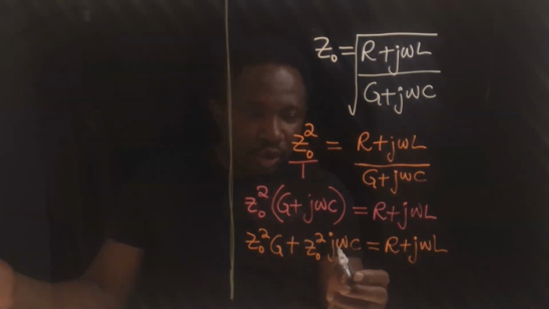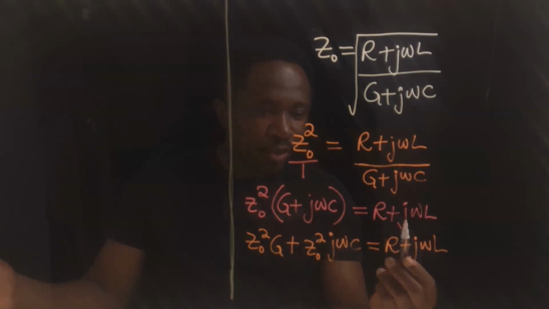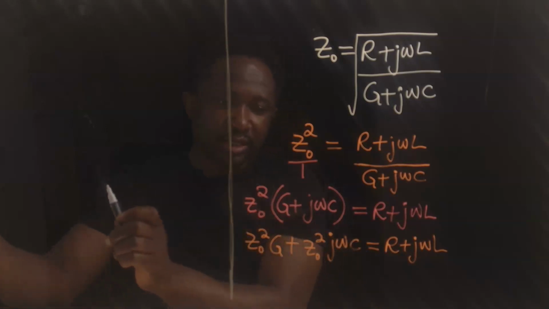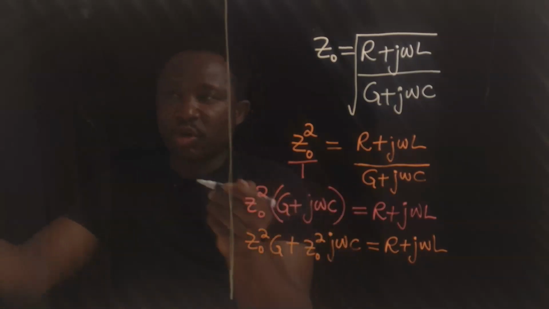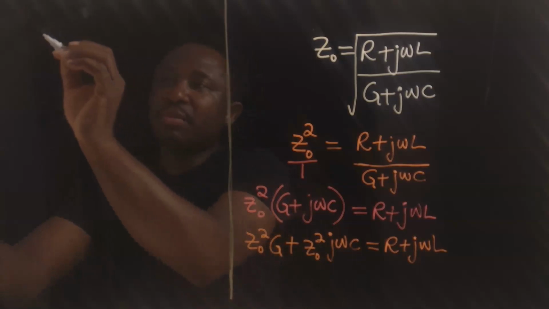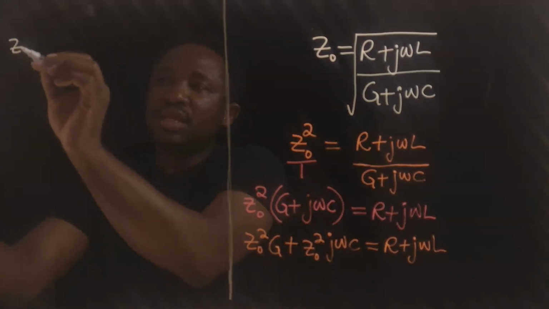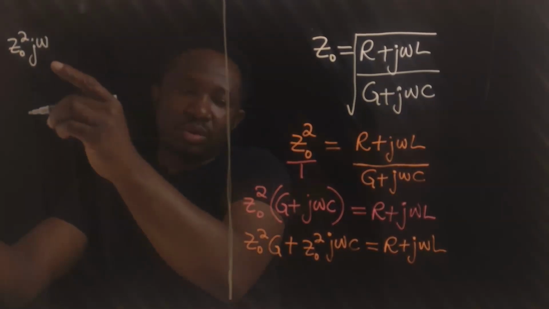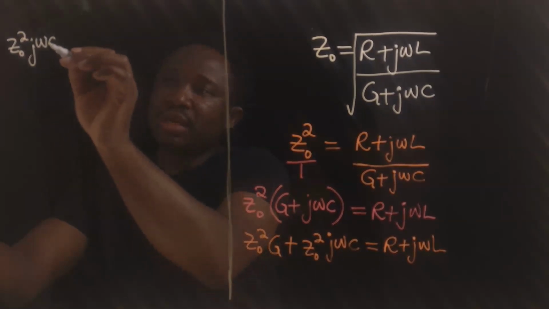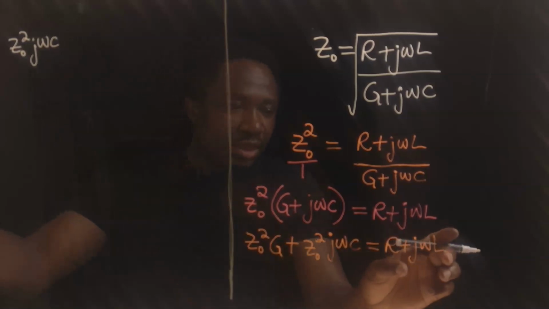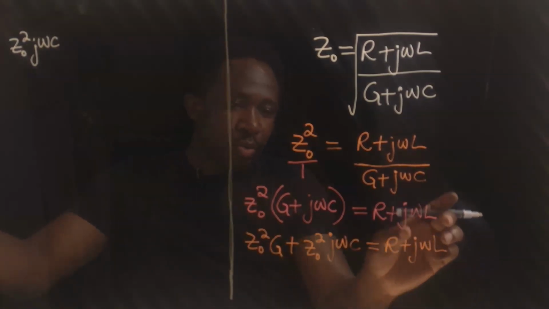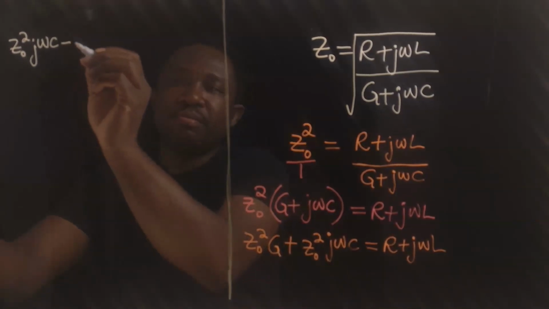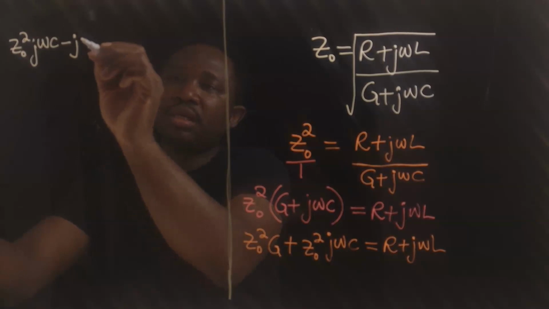Next, w is here and w is here. We're going to keep all the variables with w on this side because I want to make it the subject. Hence, I'm going to have z subscript 0 squared w multiplying j multiplying c. This w is here. I will move it across. Because it's plus, I'm going to have minus jwl.